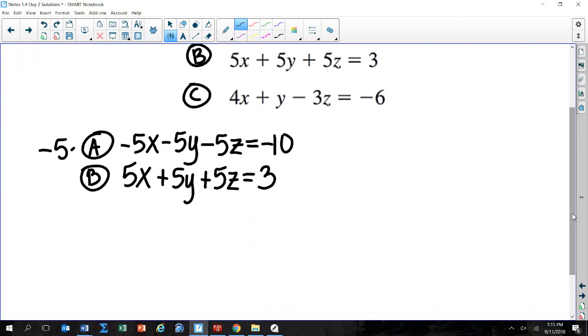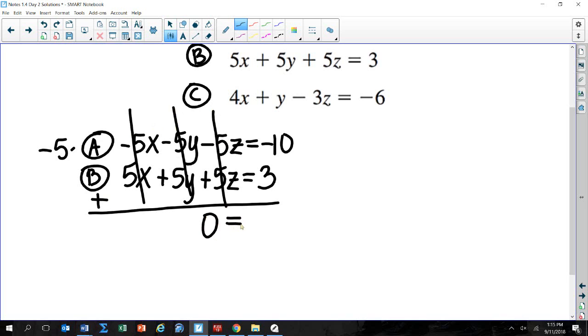Okay, all looks good? Okay, so we're going to add them together, and what happens? That goes. That goes. Oh my gosh, that goes. What's on the left side of the equal sign? 0, and on the right side of the equal sign is exactly what you said, negative 7. Is it true that 0 equals negative 7? No, that is not a true statement, right? All my variables are gone, and I'm left with a statement that's not true.